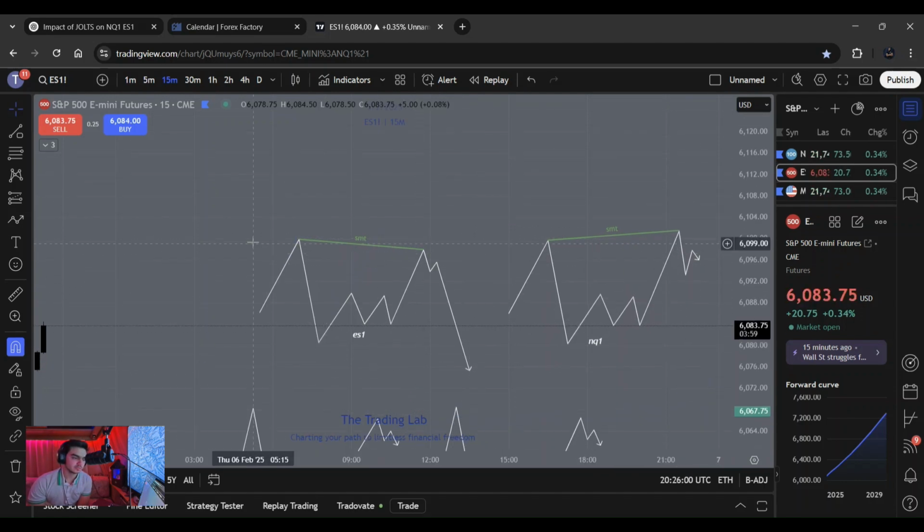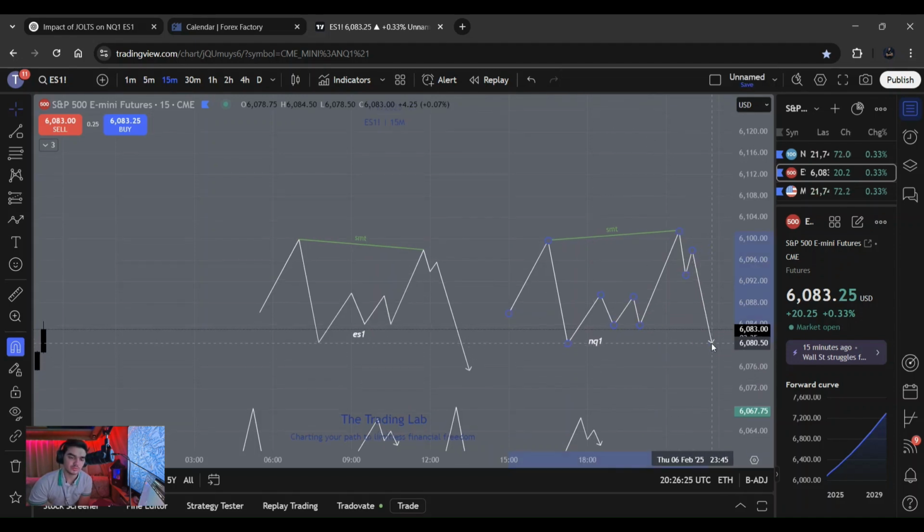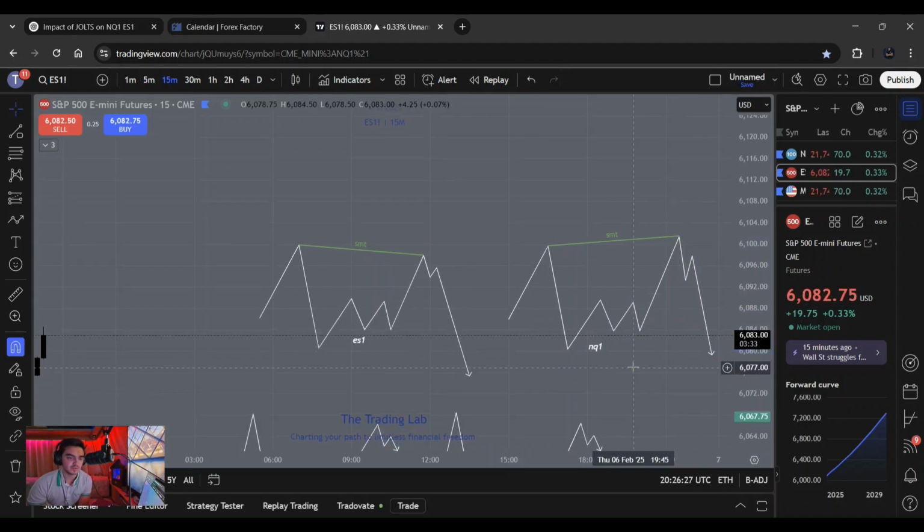So let's go over that again. ES fails to make a new high, NQ makes a new high. ES is already pushing down when NQ is making that new high. So what can we expect? We can expect NQ to follow because they are always correlated. Well, not always correlated, because obviously you need uncorrelation for an SMT divergence, but they usually follow each other.